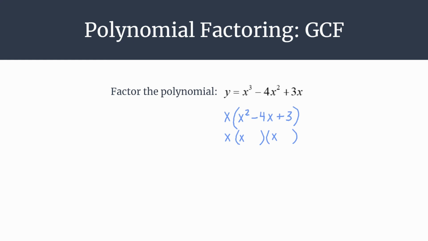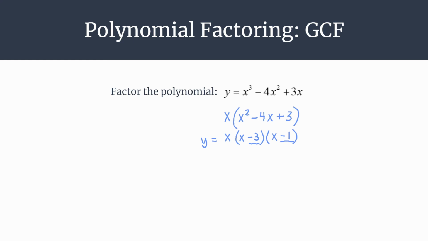And you're thinking about you need to find two numbers that multiply to give you positive 3, but add to give you the negative 4 in front of that x term. Okay, so of course that's going to be minus 3 and minus 1. And we have this fully factored polynomial now. Remember that if you ever want to check your factoring, simply multiply everything back out and you should get the original polynomial.